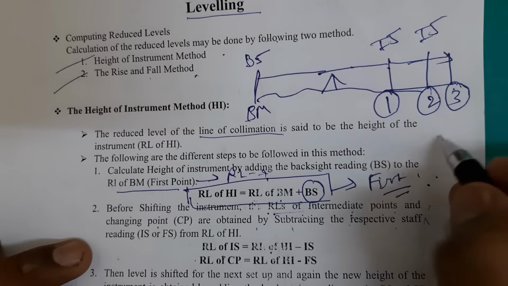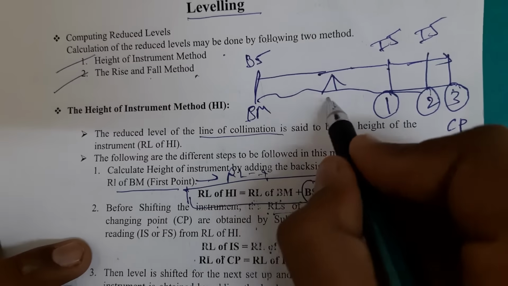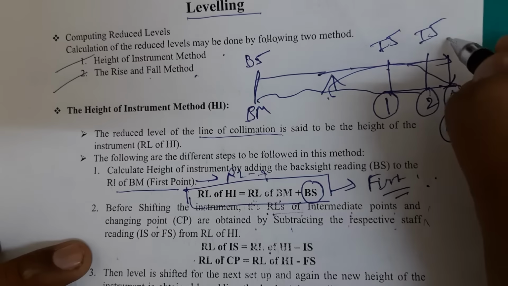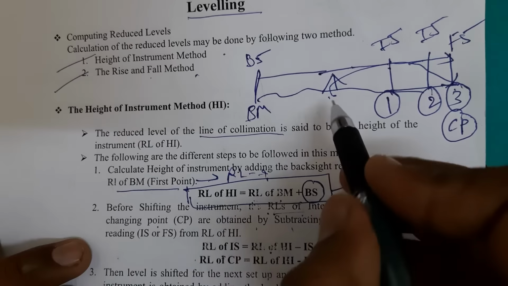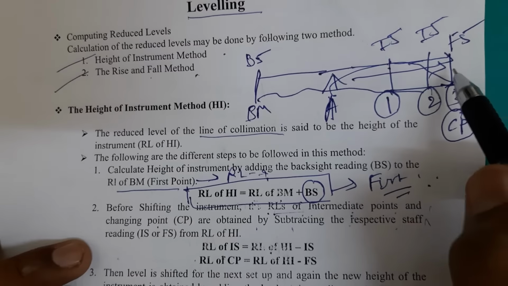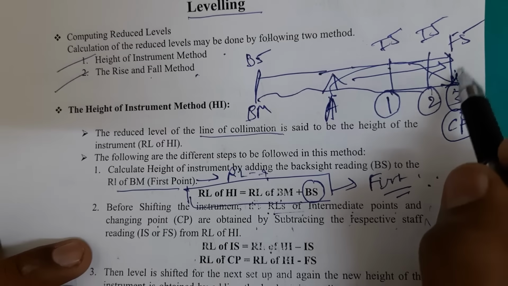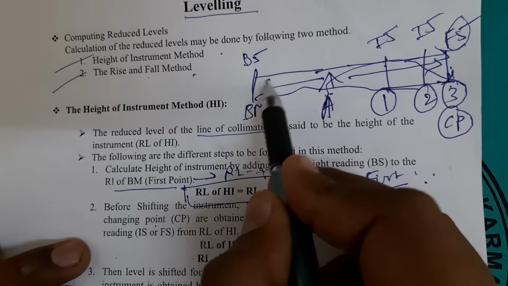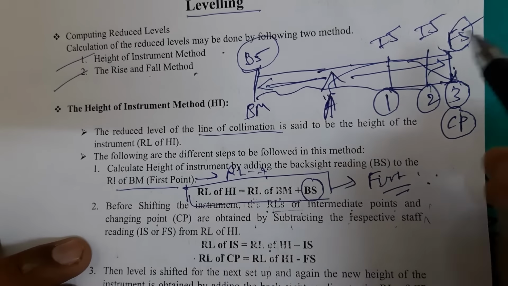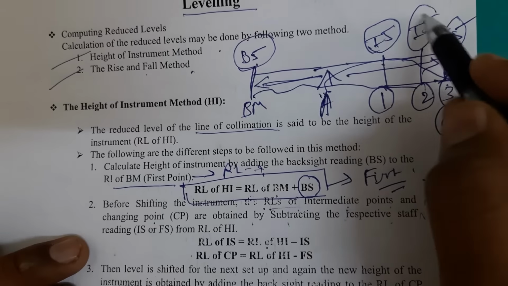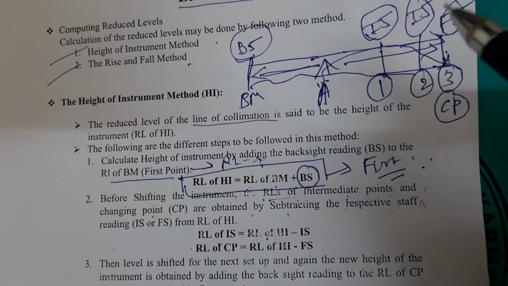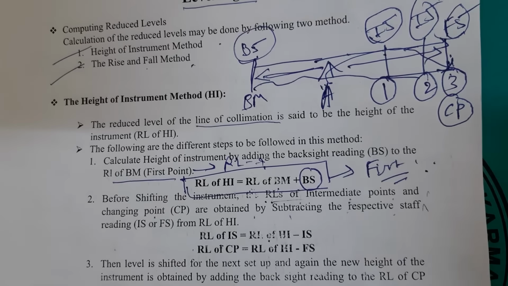And last, when you change your station from here to here, it is your change point, or you can use FS. From station A, the last point of RL measured is called FS, and the first point measured is called BS. Between those FS and BS are the intermediate sights, intermediate points. Understood? So now you are able to understand what BS, IS and FS are.